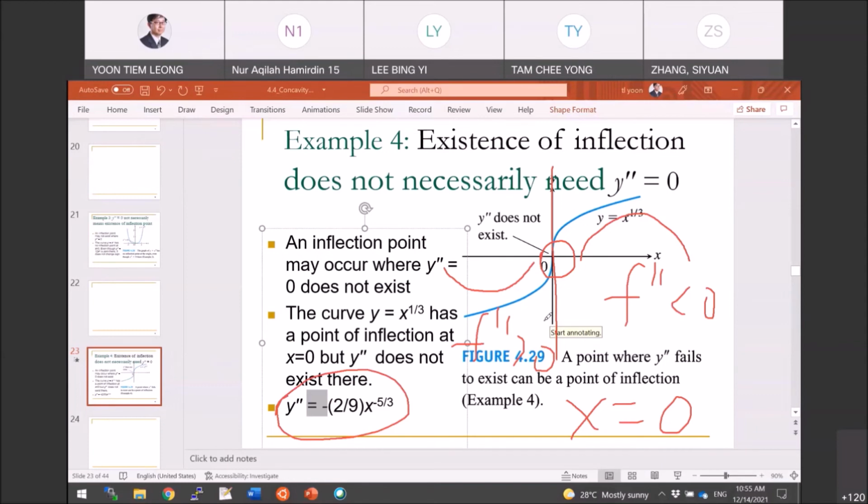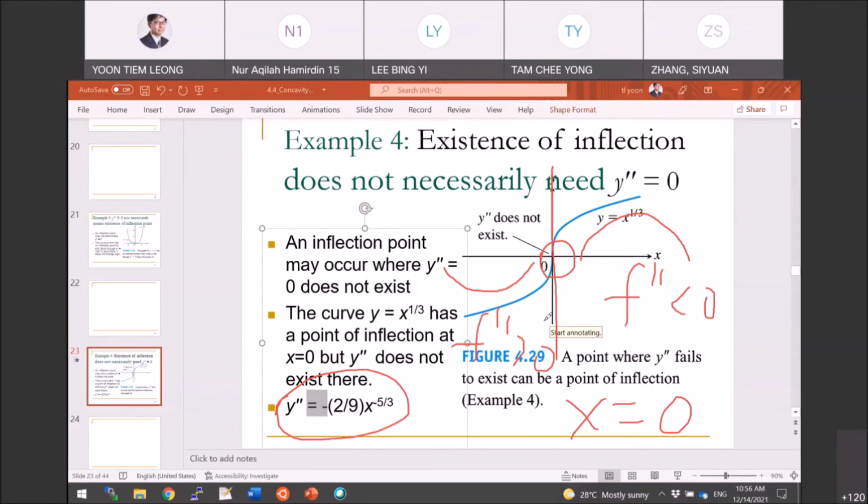So the inflection point does not require the value of y prime prime to be defined, as long as the sign changes at that inflection point. On the left, y prime prime has a sign which is different from the sign of y prime prime on the other side. That would make the point an inflection point, even though at that point y prime prime is not defined.